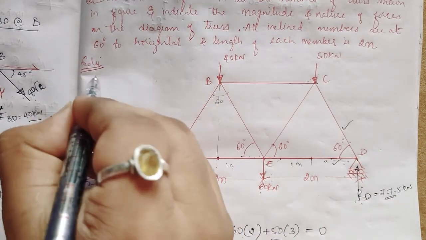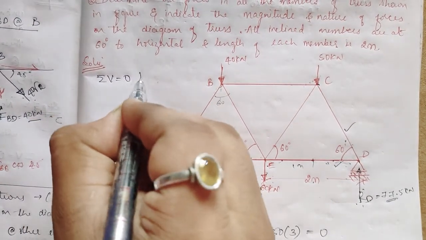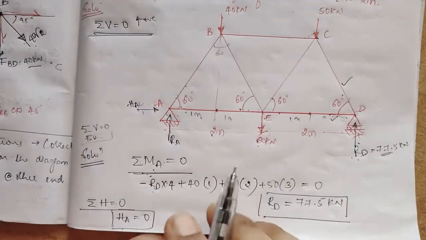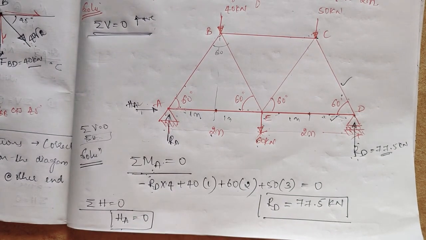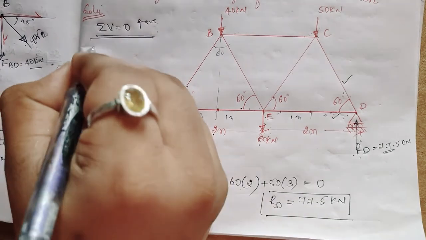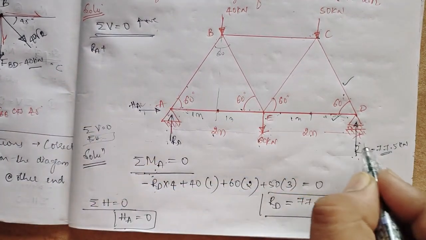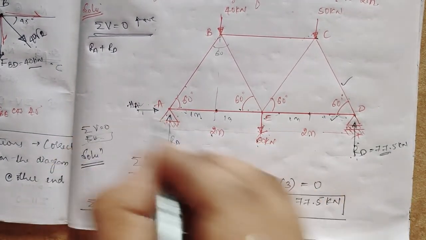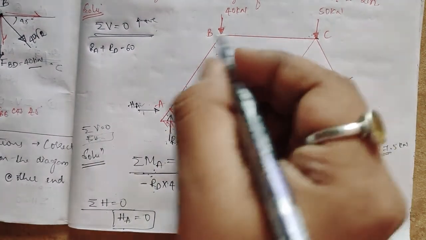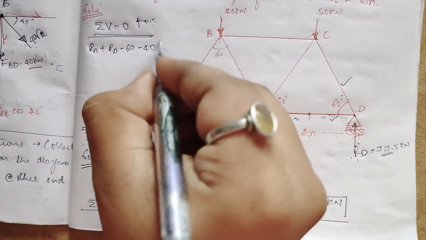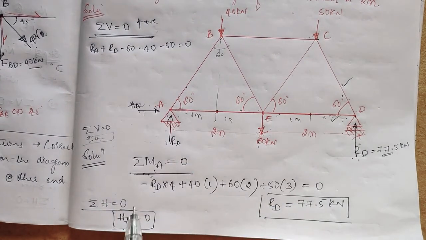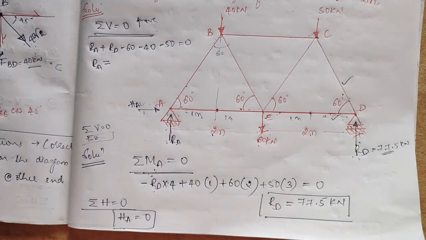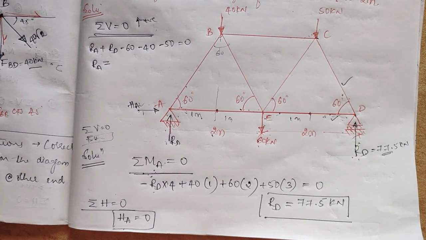Now in this diagram, what I'll do is summation of vertical forces equal to 0, taking upward as positive. This should be done first, so I am writing again. Sorry, I forgot it. So what are the reactions? RA plus RD, then any forces going upwards, no forces, then I'll take minus 60, then minus 40, then minus 50 is equal to 0. So 60, 40, 50 will be 150.